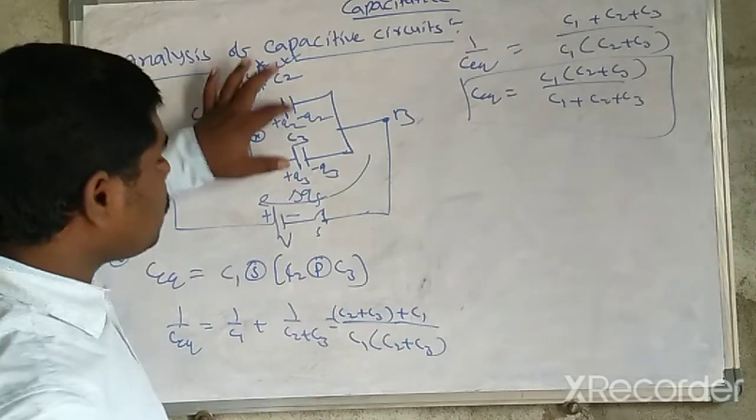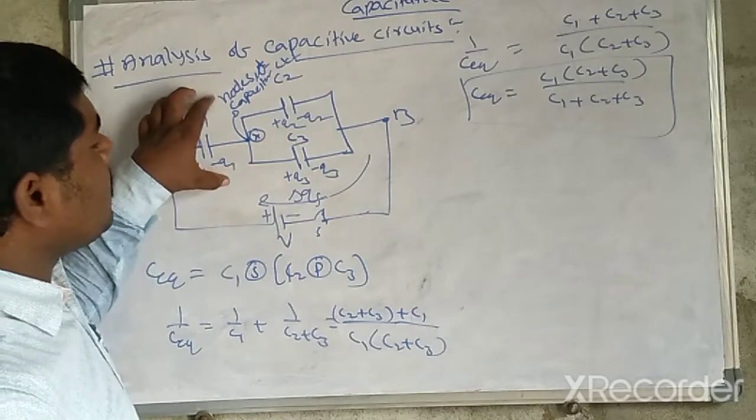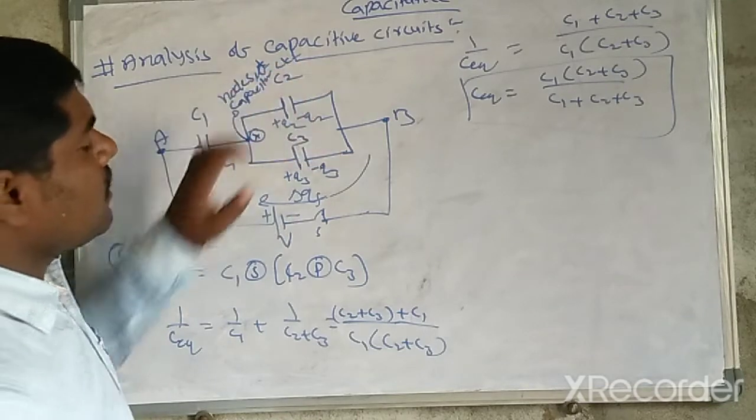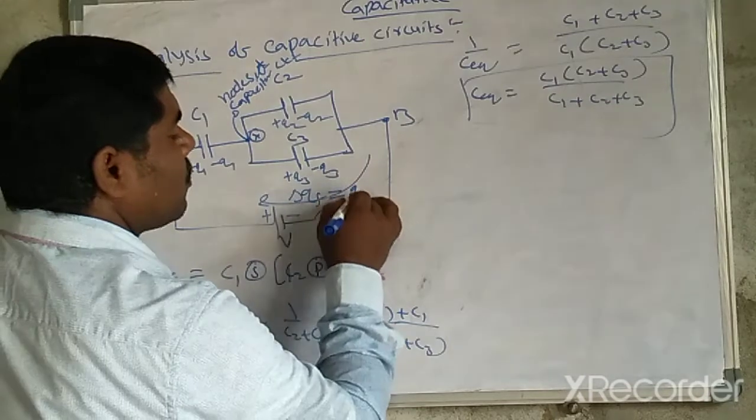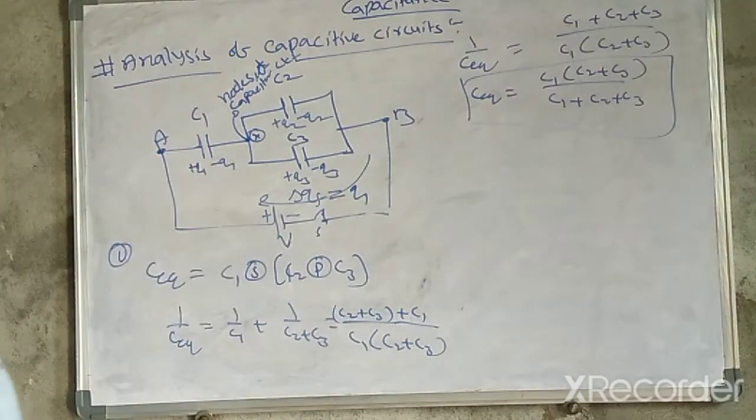Here these two are in parallel, and then C1 is in series. The charge here must be equal to the charge here. That's why Q final is equal to Q1, and that should be equal to Q1 plus Q2. I am going to prove this also.